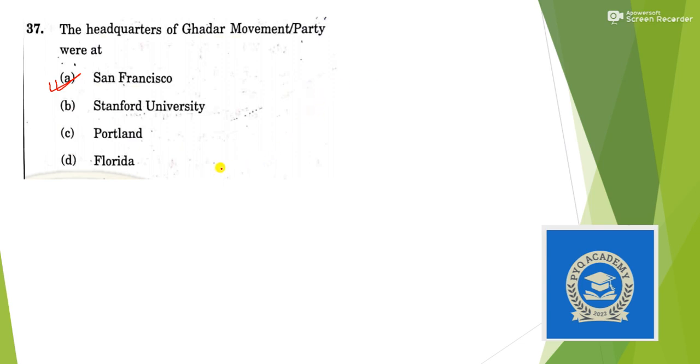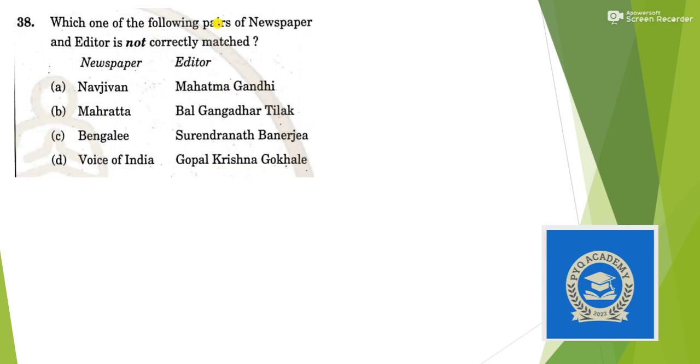Okay. Next, which of the following pairs of newspaper and editors is not correctly matched? Again, you can get the answer in Spectrum. So Navjivan, Mahatma Gandhi, this is correct. Then Maharata, Bal Gangadhar Tilak. Then Bengali, Sundarnath Banerjee, but this is not correct. Voice of India was by Dadabhai Naoroji. So this is our answer.